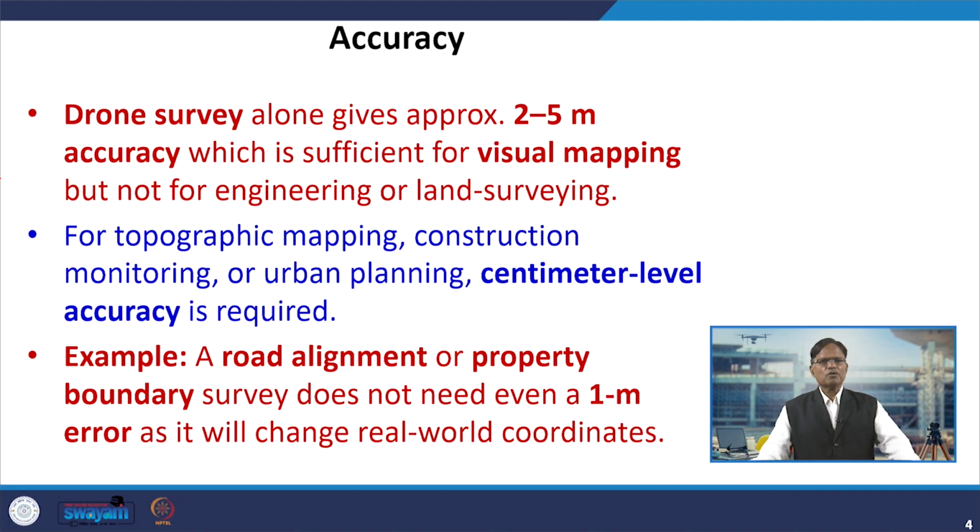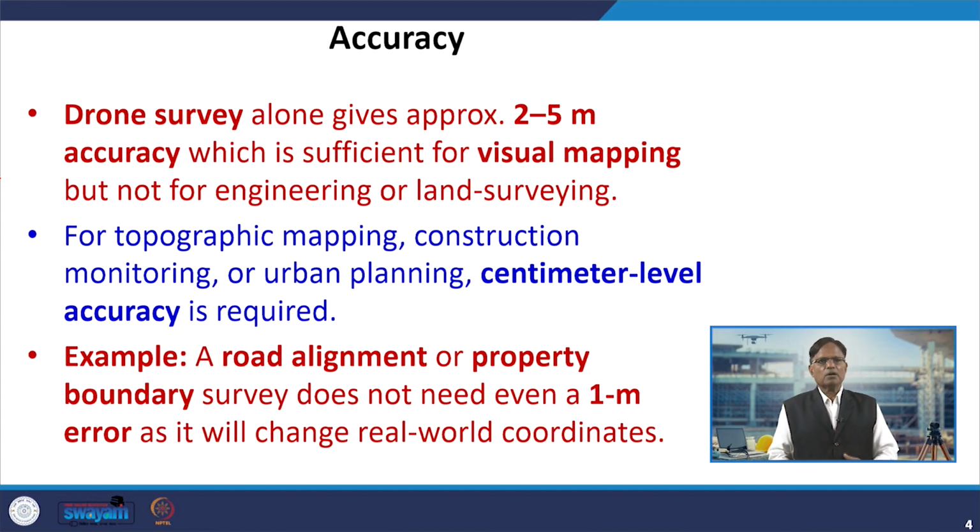When we are doing drone survey alone, we will get approximately 2 to 5 meter accuracy. That means the object on the ground can have 2 to 5 meter error, which is not sufficient for engineering and land surveying. It could be sufficient when we are doing visual mapping, but for topographical mapping, construction monitoring of the area, infrastructure planning or urban planning, what we require is better accuracy. We require centimeter level accuracy.